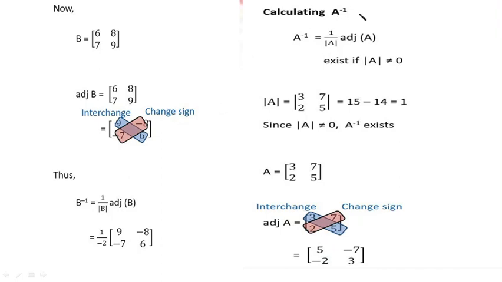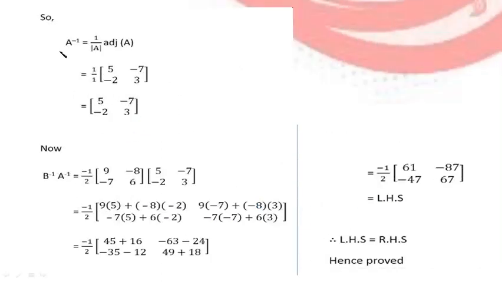Now we have to calculate A inverse, same way it exists only if determinant A is not equal to 0. We'll calculate determinant A which is 1, not equal to 0, so it means A inverse exists. For finding A inverse, first of all adjoint A, main principal diagonal elements swap and change the sign of these two elements. This is adjoint A ready. Now A inverse, we will input all these values, then we will calculate B inverse into A inverse. It means B inverse matrix then into A inverse matrix.